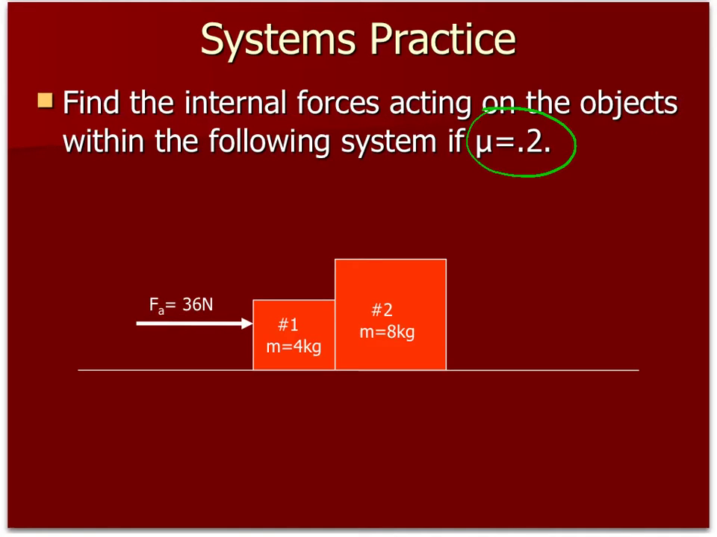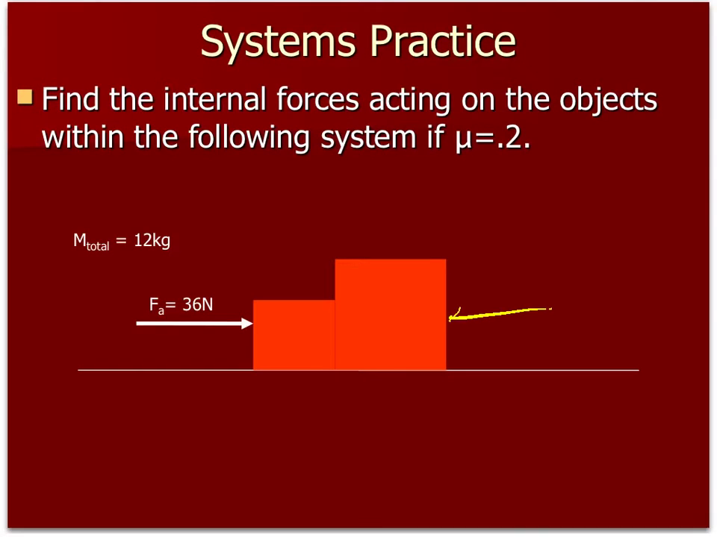There's two blocks, one with a mass of 4 kilograms, one with a mass of 8 kilograms, and we have one external force being applied to the system that's shown, and it's a 36 Newton force being applied to block 1. Now, we know that that's going to cause the system to move to the right, which means that this frictional force is going to be acting in the opposite direction towards the left, and our first step is going to be to solve for what that frictional force is so that we can then find the net force acting on the system as a whole.